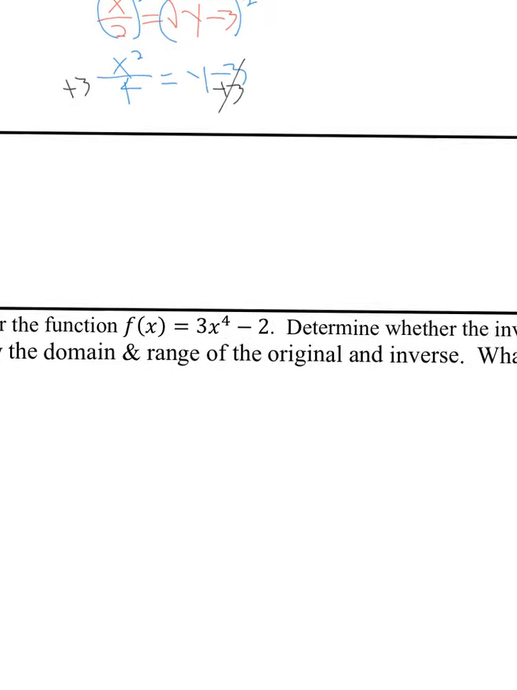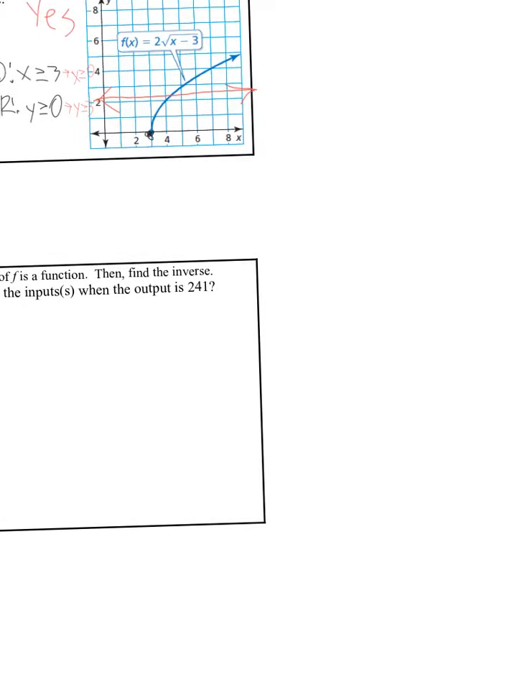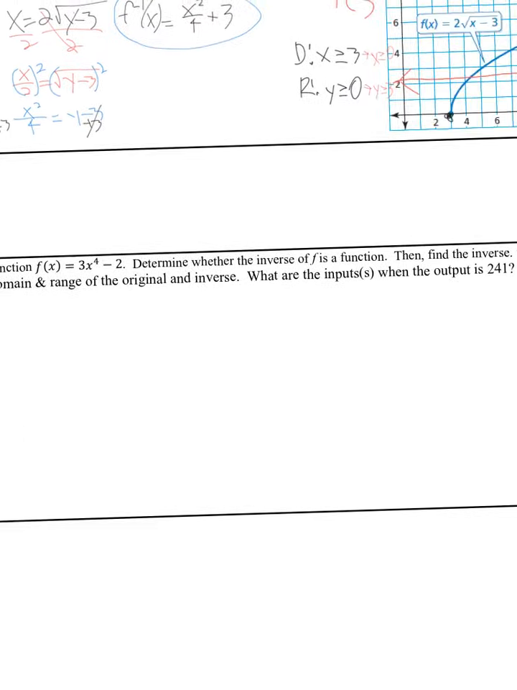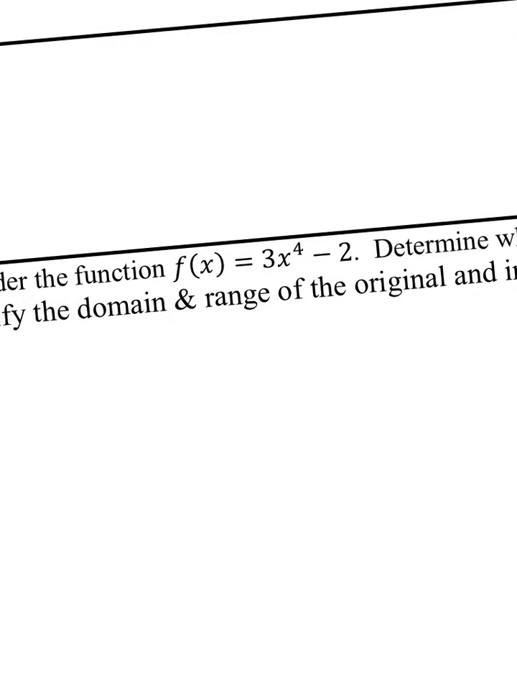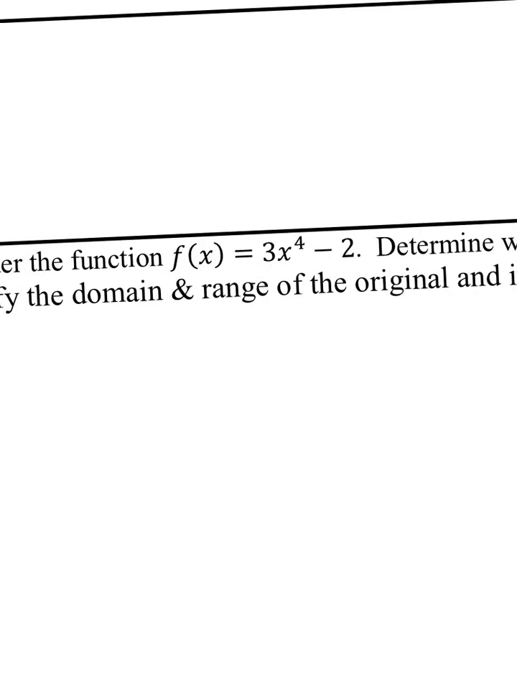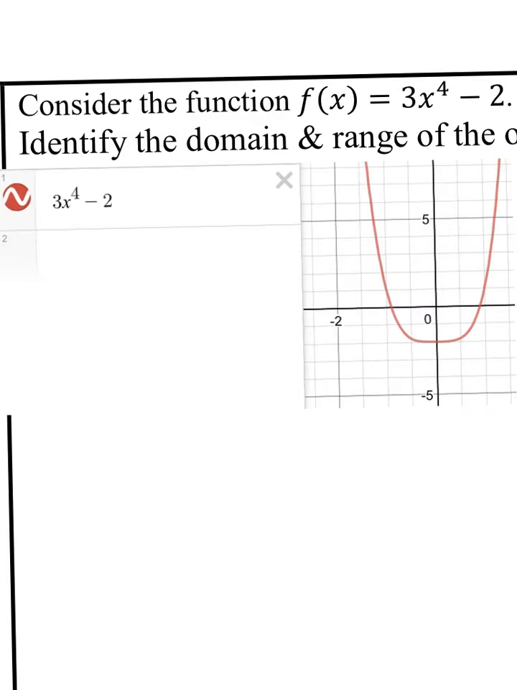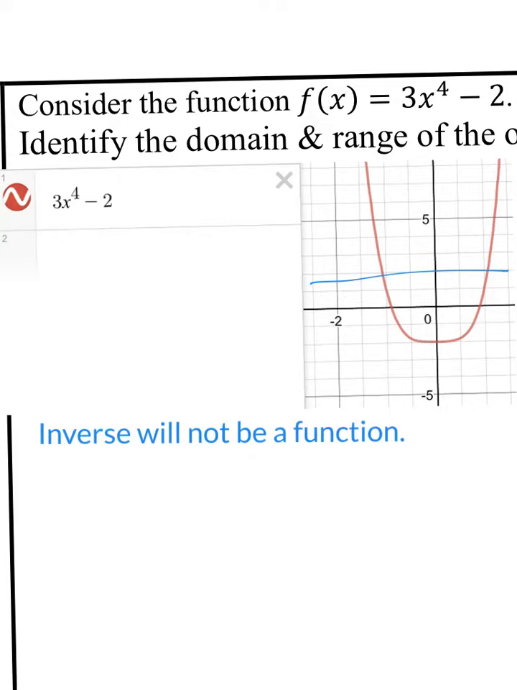Let's do example 3. Example 3, I didn't give you the graph beforehand. See, there's no graph here. But 3x to the 4th minus 2, why don't you type that in and pull up the picture of that graph? Okay, so here's the graph. It fails the horizontal line test because it makes a parabola. Pretty much anything with an even power is going to fail that horizontal line test, okay? So the inverse will not be a function. That being said, we're still going to calculate the inverse of it.